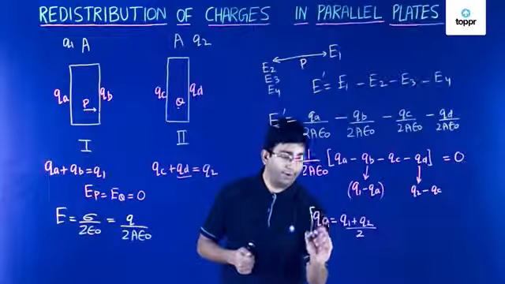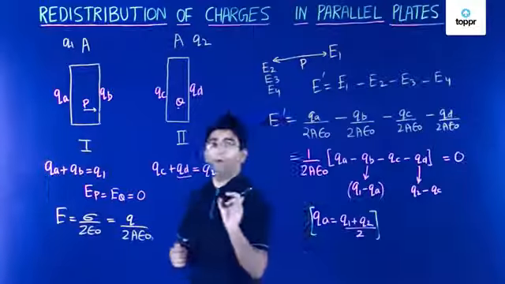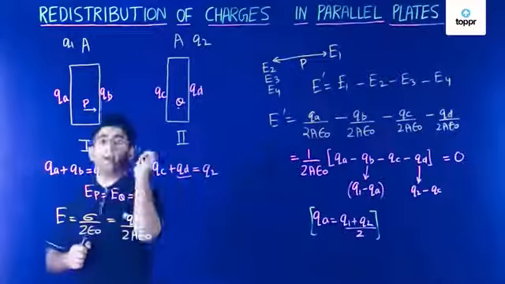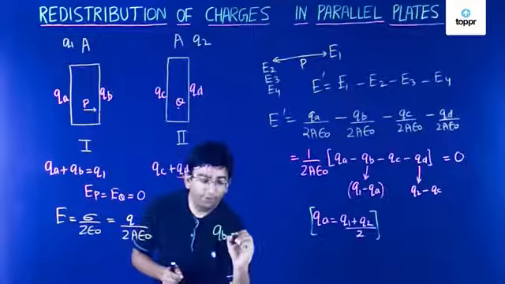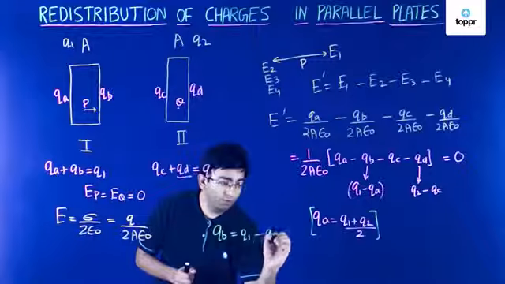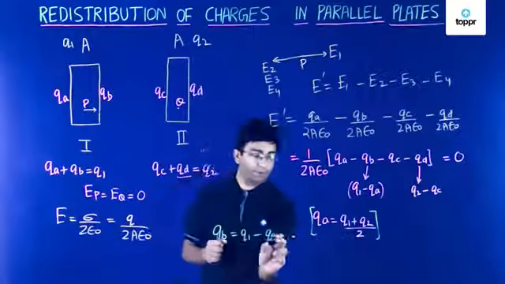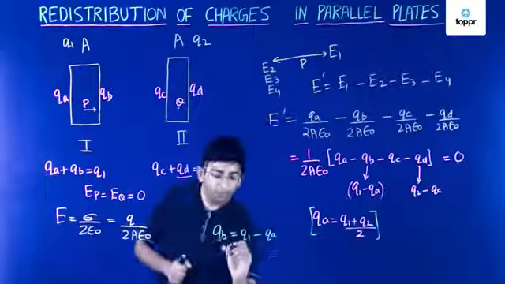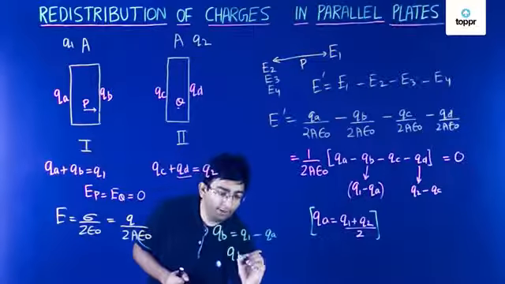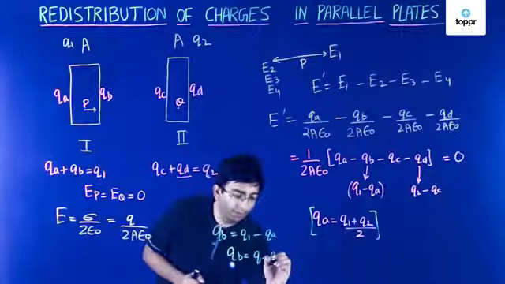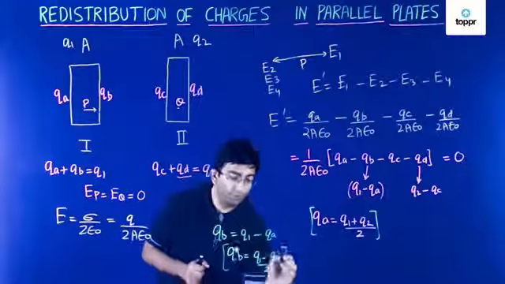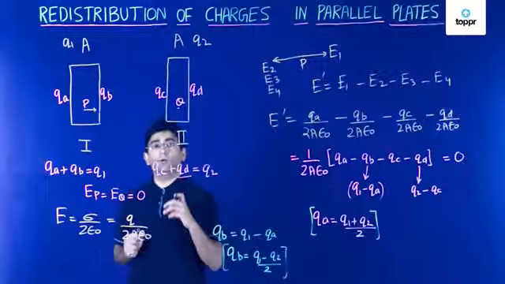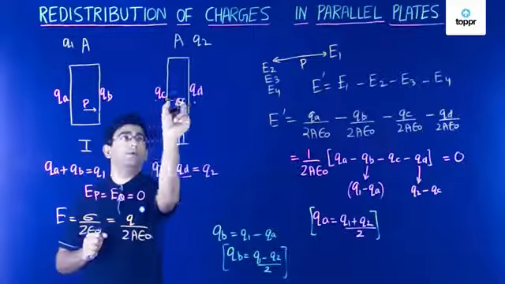After finding the magnitude of charge QA, we can very easily find out QB as well from this expression. QB basically is Q1 minus QA. If I substitute the expression of QA from this expression, eventually QB can be found out as Q1 minus Q2 divided by 2. So this is the formula for QB. Now we will try to find out how we can find QC and QD.